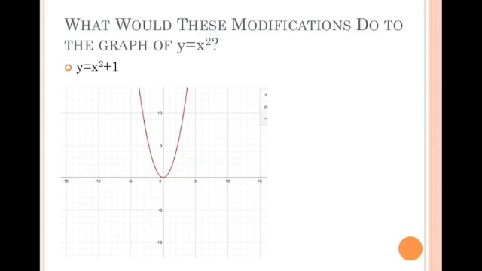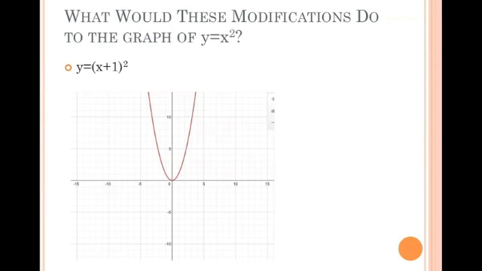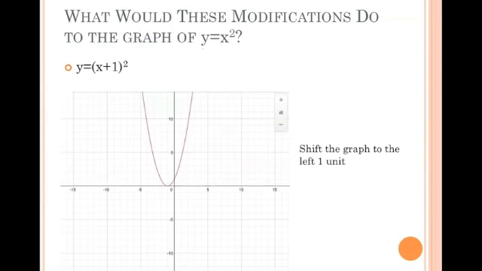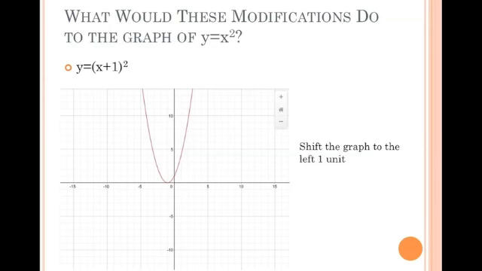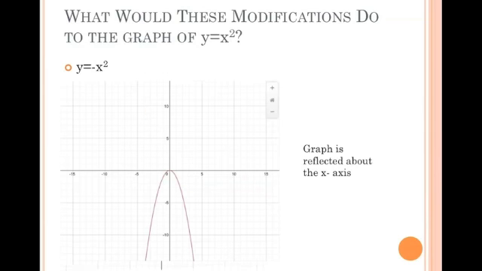The graph of y equals x squared is a parabola symmetric about the y-axis. When 1 is added to y equals x squared, the graph is shifted 1 unit up. When 1 is added to x inside of the parentheses, the graph is moved 1 unit to the left. When x is made negative, the graph is reflected about the x-axis.